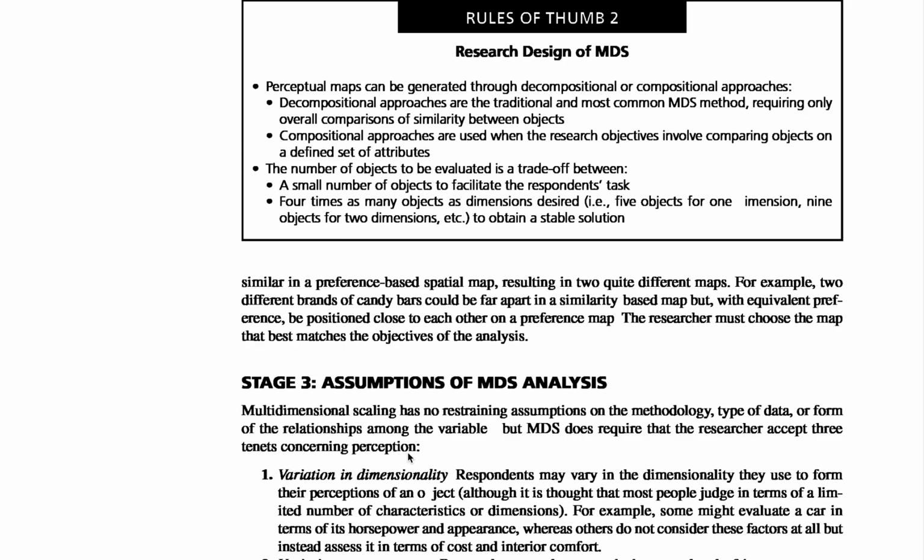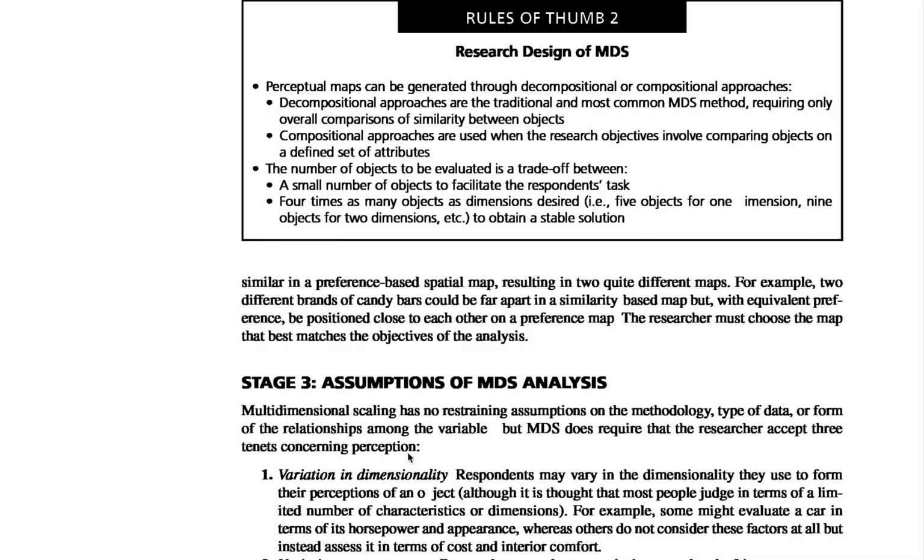For example, two different brands of candy bars could be far apart on the similarities-based map, but their equivalent preferences could place them in positions close to each other on the preference map. The researcher must choose the map that best matches the objective of the analysis.